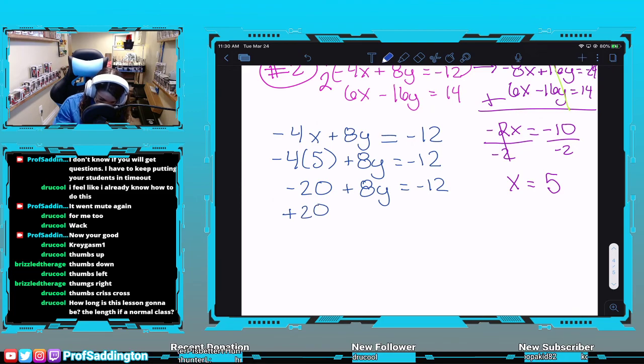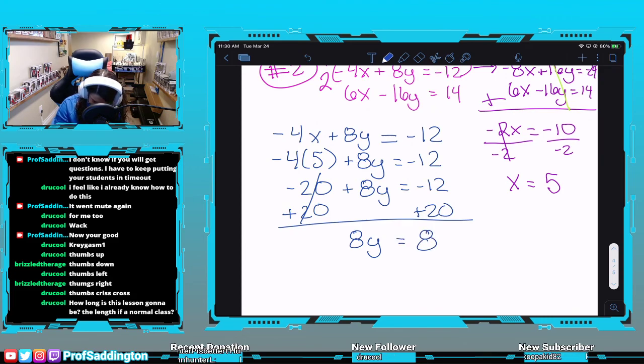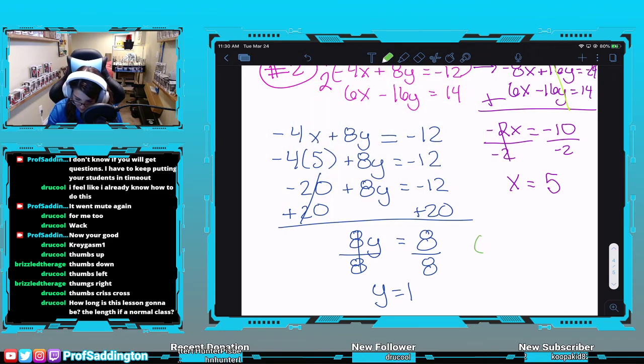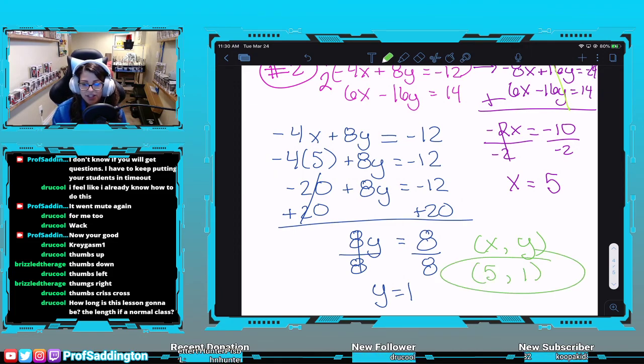So let's add 20 to each side. We get 8y equals positive 8. And when we divide by 8, we get y equals 1. And just like the last problem, I want you to write it in that x comma y format, so we get 5 comma 1 as your answer.